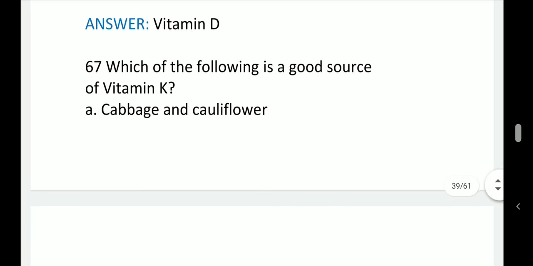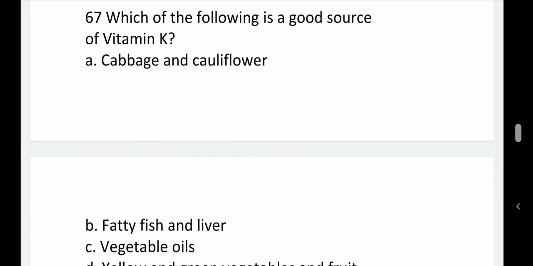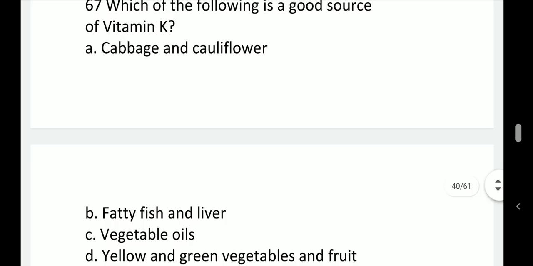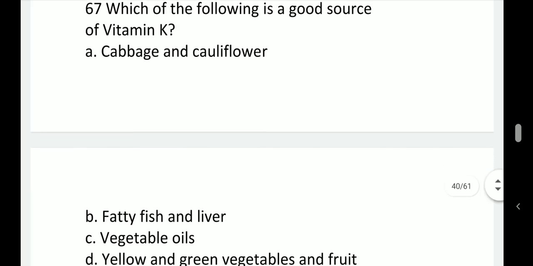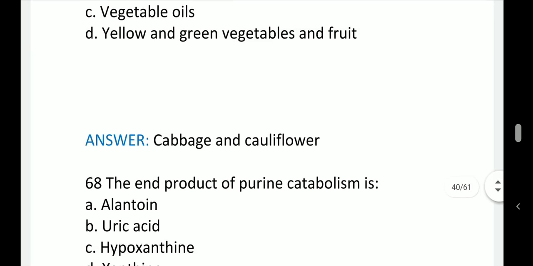Question number 67. Which of the following is a good source of vitamin K? Option A, cabbage and cauliflower. Option B, fatty fish and liver. Option C, vegetable oils. Option D, yellow and green vegetables and fruit. Answer is option A, cabbage and cauliflower.